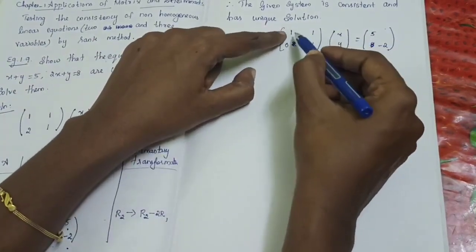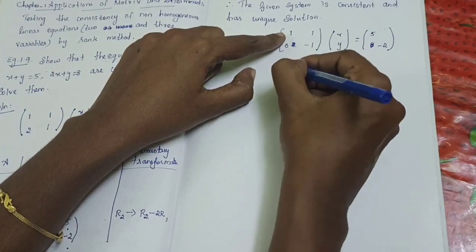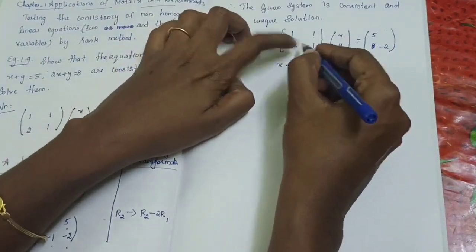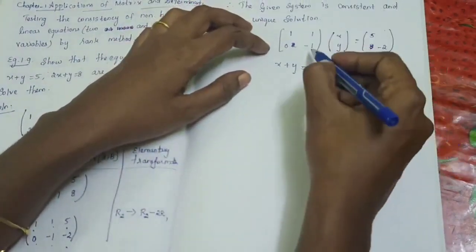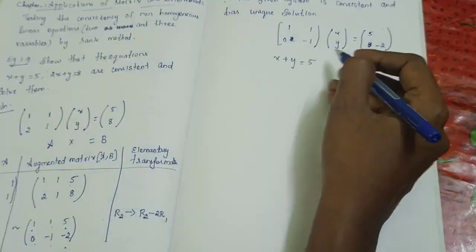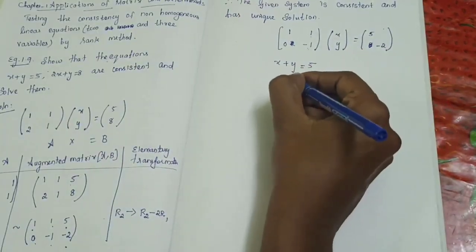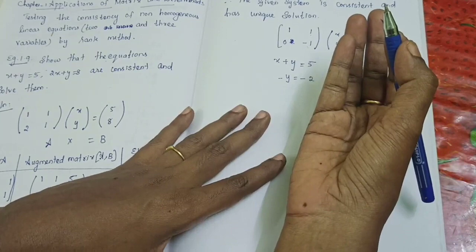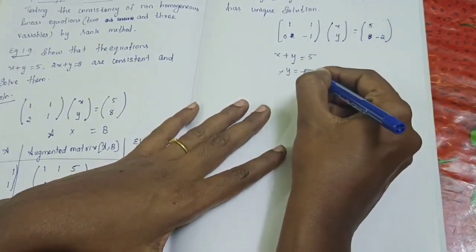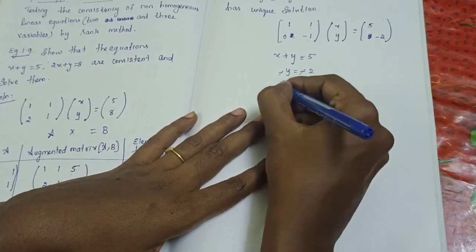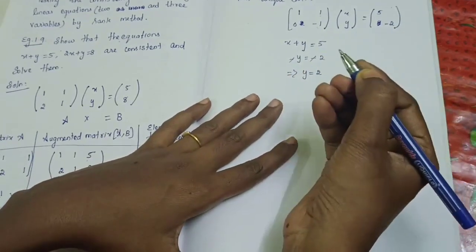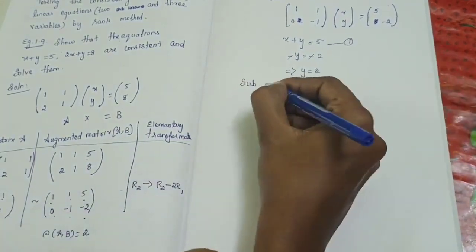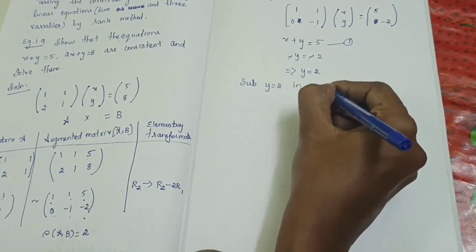So now how will you write this one? 1 into x, so x plus 1 into y, plus y is equal to the corresponding 5. Then the next one, here it is 0, so 0 into x is 0. Minus 1 into y, minus y, is it right? So minus y is equal to the corresponding minus 2. So now directly we got the answer for y. Minus y equals minus 2, so minus and minus get cancelled. So y is equal to 2. Understand? Let us take this equation as equation number 1. Now what will you do? Substitute y equal to 2 in equation 1.